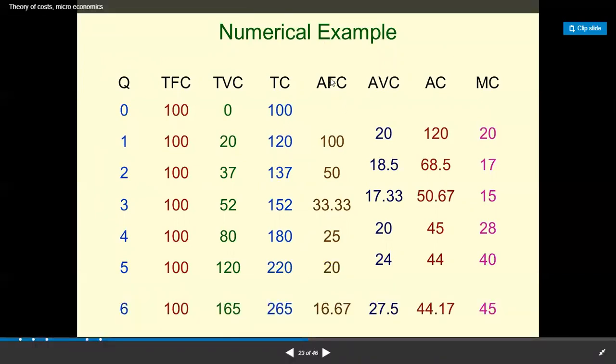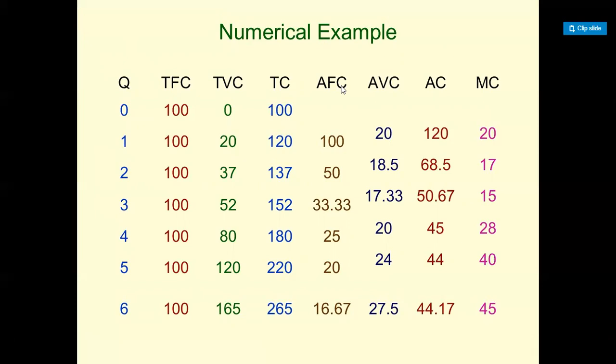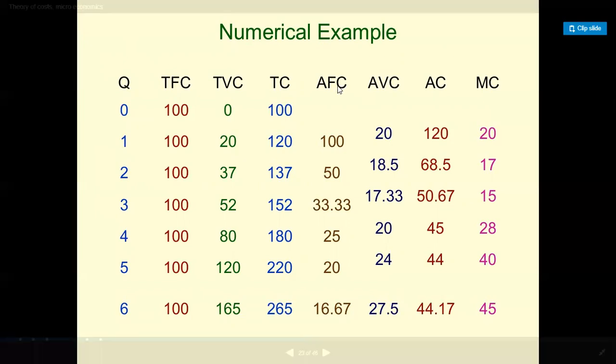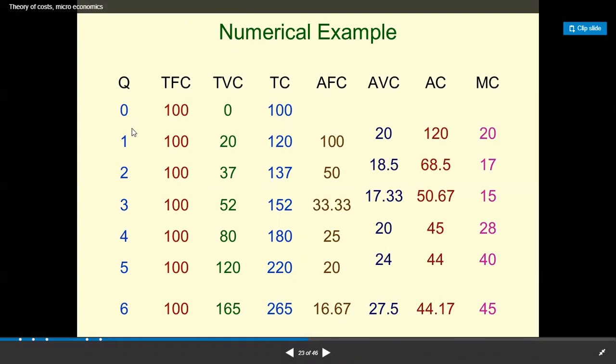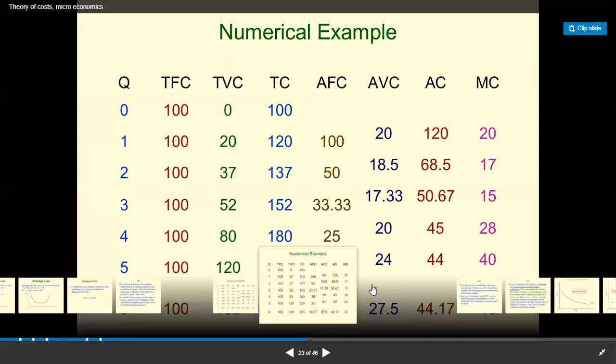Now how can we find out the AFC, average fixed cost? What formula did I tell you? Tell me. The formula is that TFC is divided by the quantity and we get the AFC. Clear? We divide 100 by 1, then 100. 100 by 2, 50. 100 by 3, 33.33. 100 by 4, 25. 100 by 5, 20. And 100 by 6, 16.67.